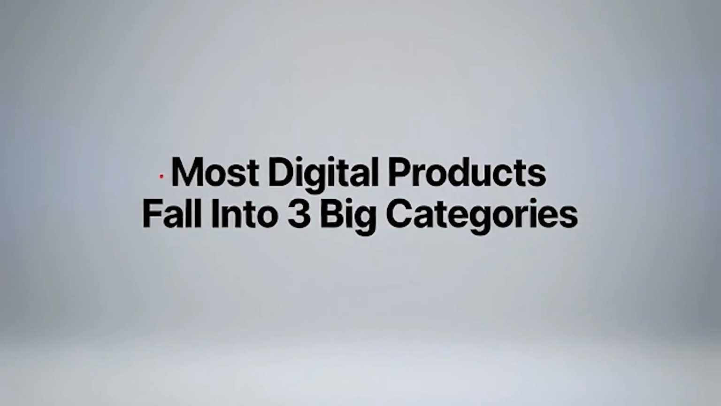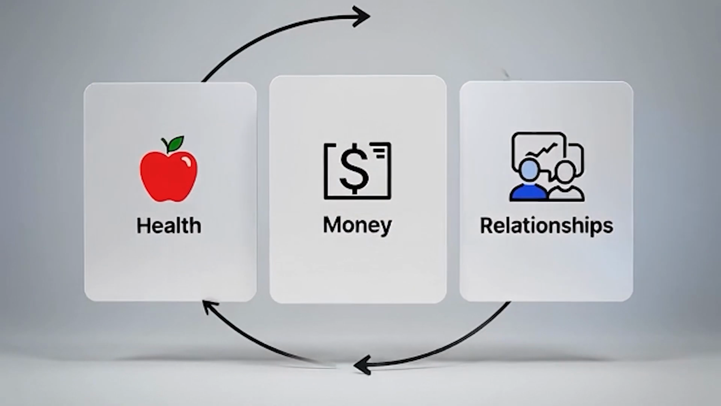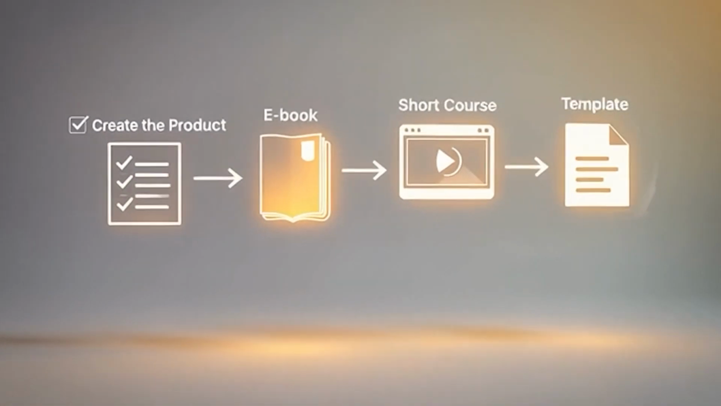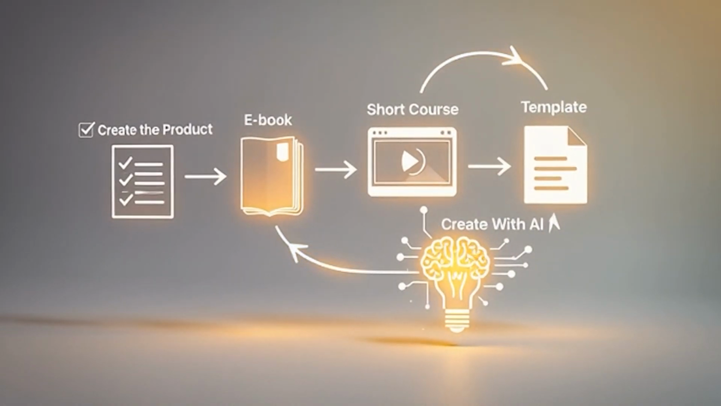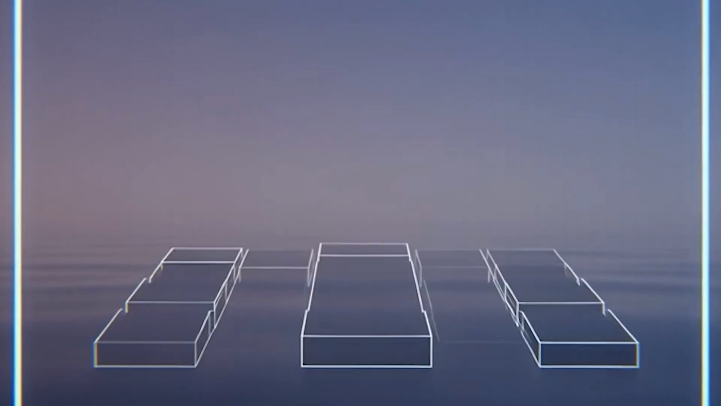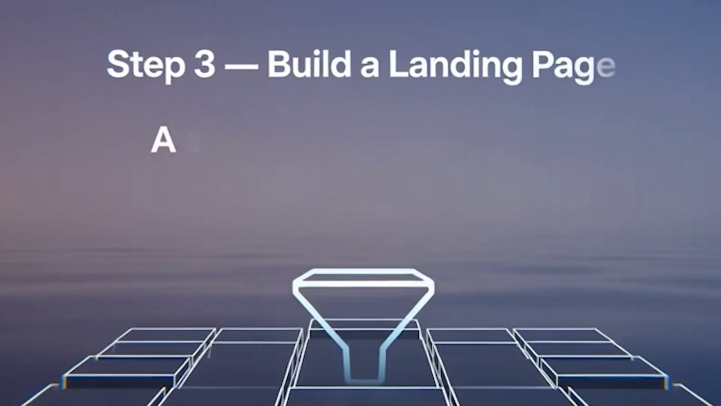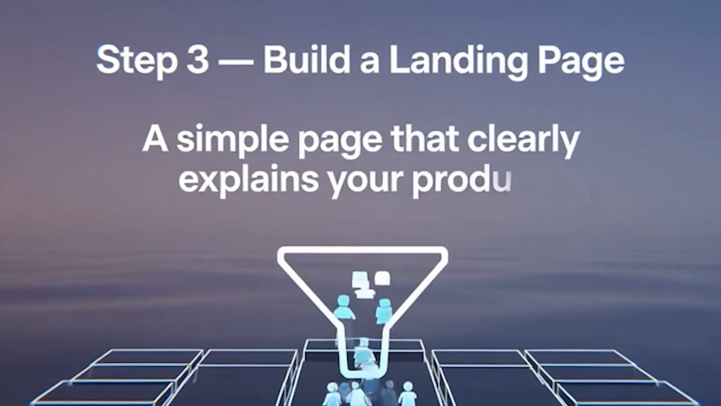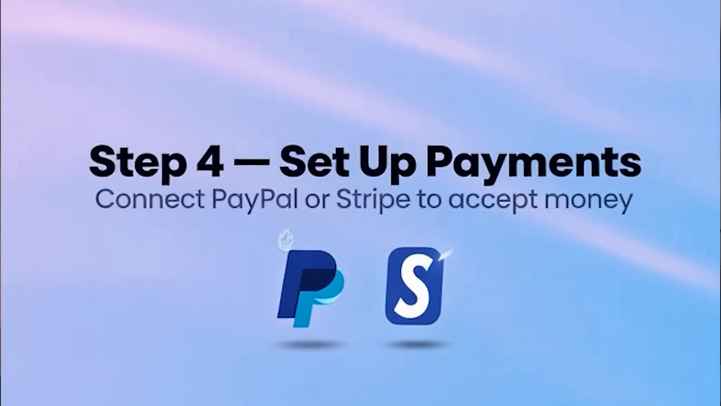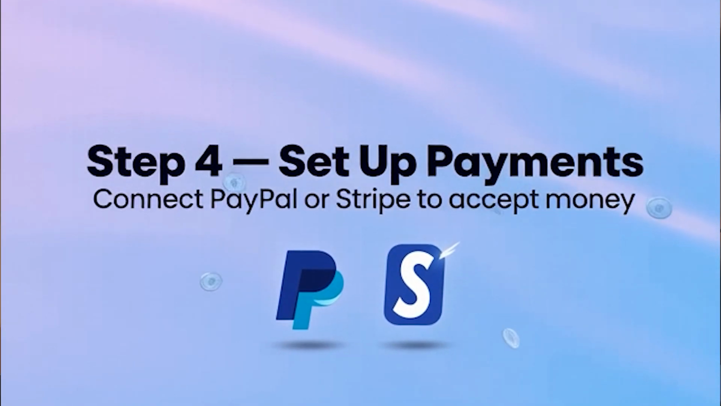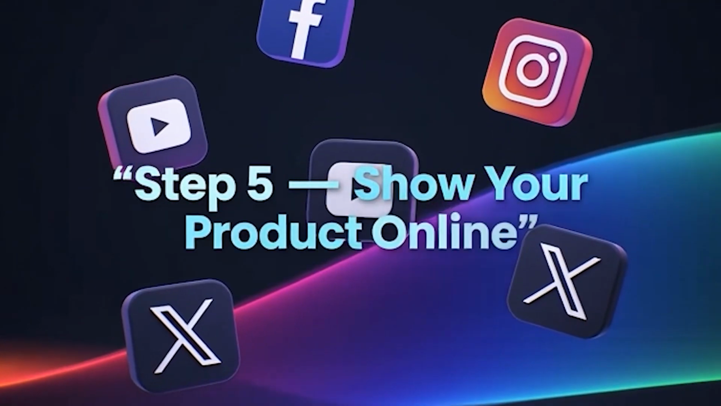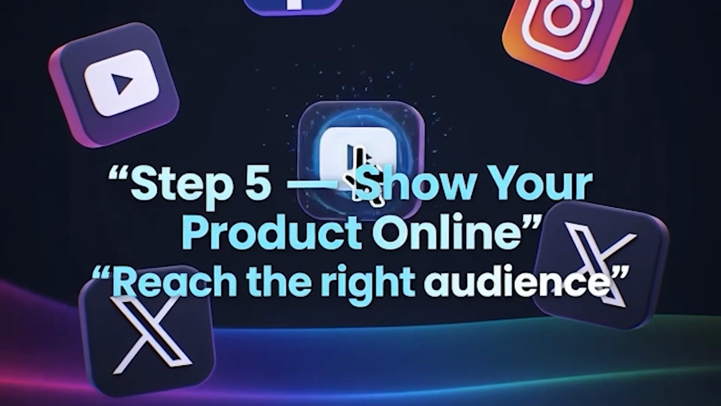Now here's the basic process. First, you pick a problem people already want help with. Most digital products fall into three big categories, which are health, money, or relationships. And second, you create the product to help solve that problem. It could be an ebook, a short course, or maybe a simple template. You can even use AI to help you create it. Third, you put up a simple page that explains exactly what the product does, and this usually is called a landing page or a funnel. And fourth, you set up a way to get paid. Most people use either PayPal or Stripe. Fifth, you start showing that product to the right people online, and that's basically the whole system.